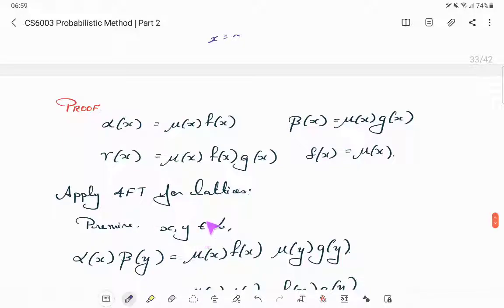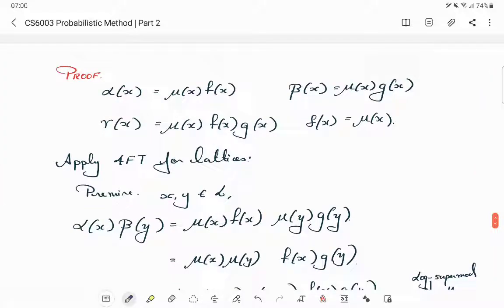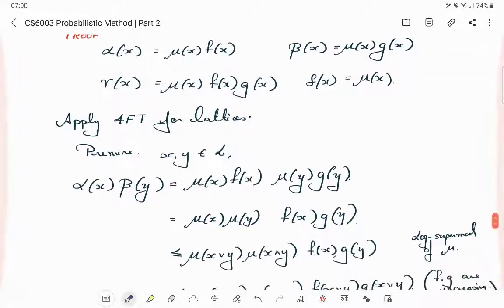Okay, but what is the premise? The premise is for any two members of L. And what do you have to show for any two members of L? You have to show that alpha x beta y is less than or equal to gamma of x join y times delta of x meet y. But let's see what is alpha x. Alpha x is just mu x f(x), beta y is mu y g(y) by definition of alpha and beta given here. So if I rearrange them, it's just using commutativity here, mu x mu y times f(x) g(y).